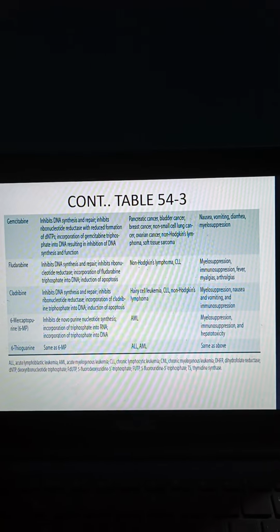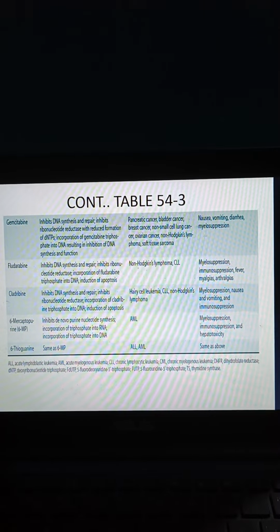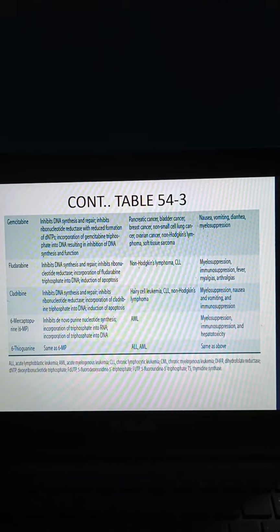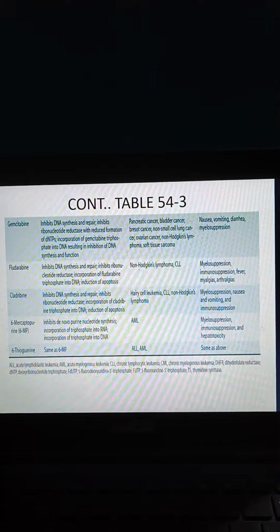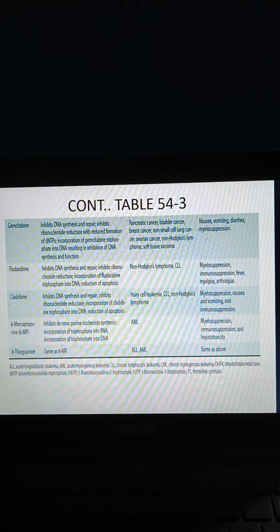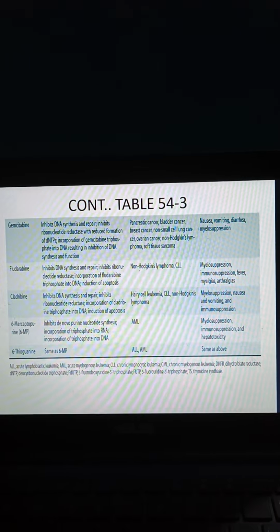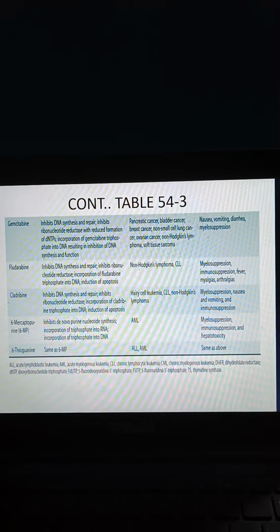ALL, acute lymphoblastic leukemia; AML, acute myelogenous leukemia; CLL, chronic lymphocytic leukemia; CML, chronic myelogenous leukemia; DHFR, dihydrofolate reductase; DNTP, deoxyribonucleotide triphosphate; FDUTP, 5-fluorodeoxyuridine 5-triphosphate; FUTP, 5-fluorouridine 5-triphosphate; TS, thymidylate synthase.